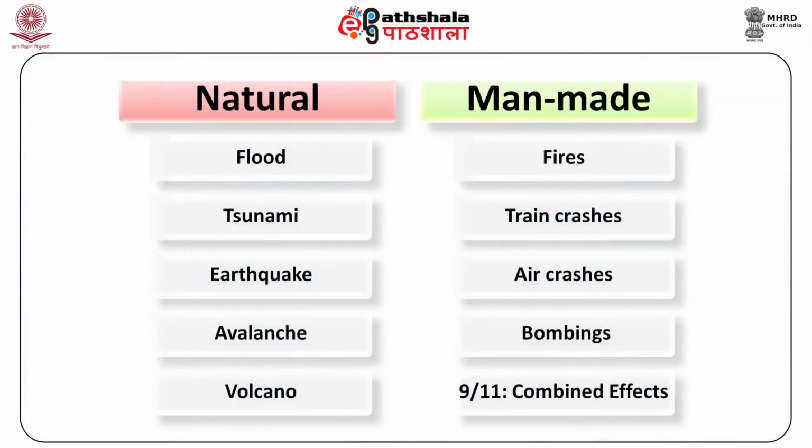When we talk about natural disasters, it includes floods, tsunami, earthquake, avalanche, volcano, especially lahars. The man-made disasters include various fire incidents like the Uphaar tragedy, which we witnessed in Delhi itself, in Uphaar cinema way back in 1994, train crashes, air crashes, and bombings like 9/11, or the combined effects, as happened in 9/11 in the US.